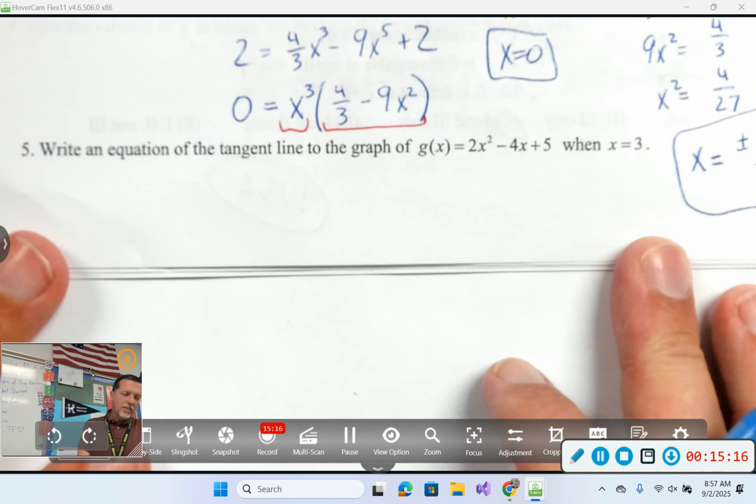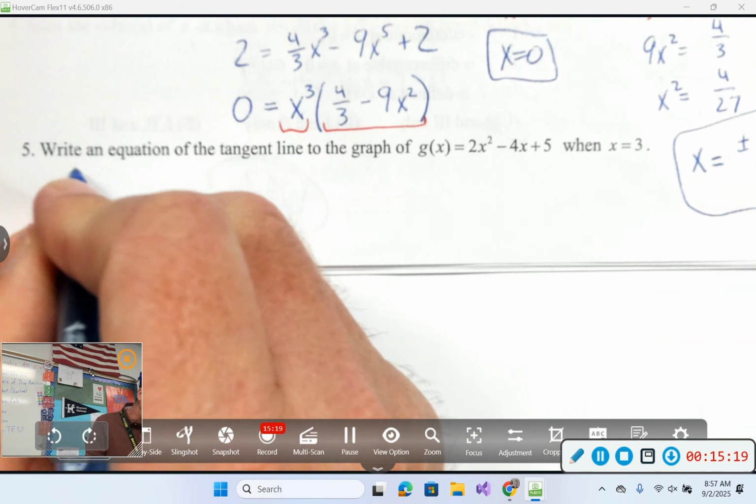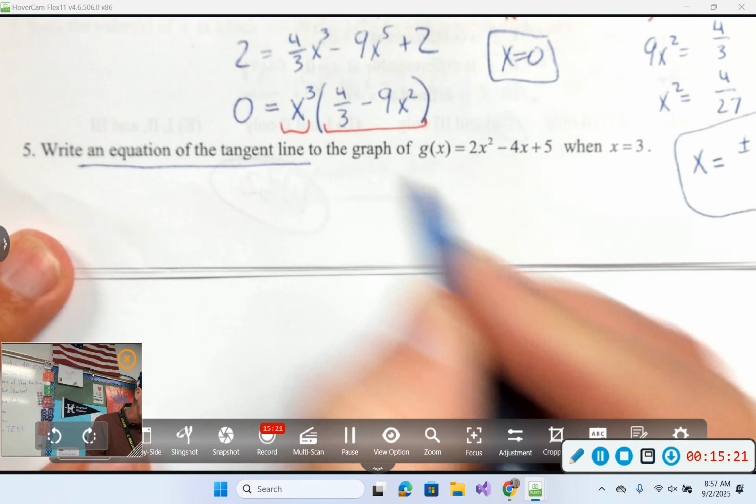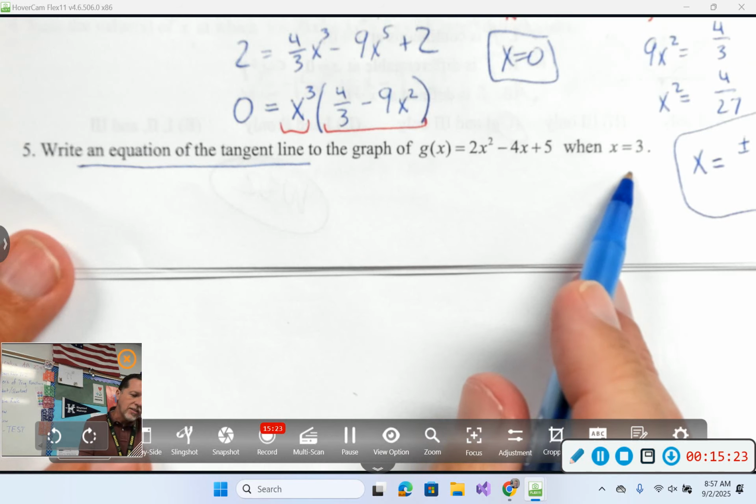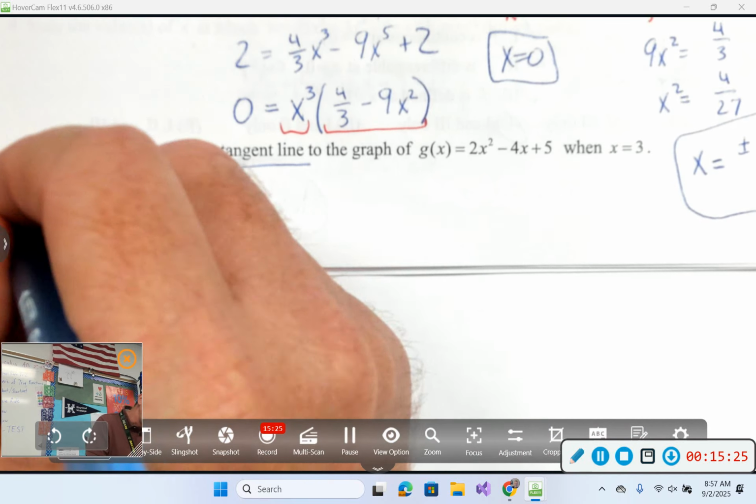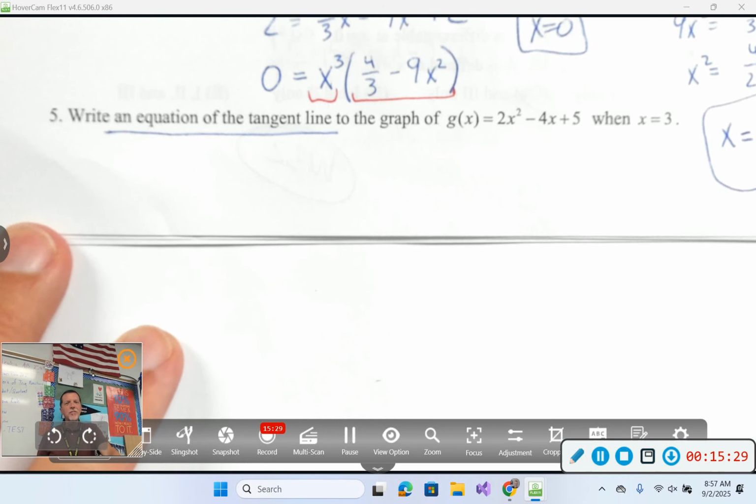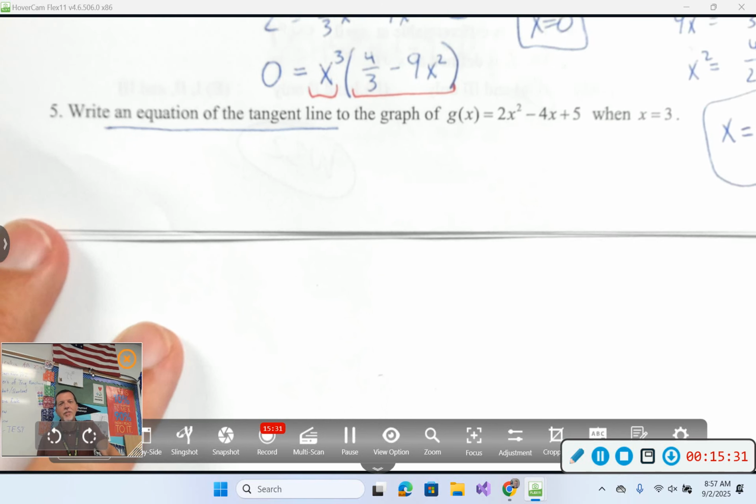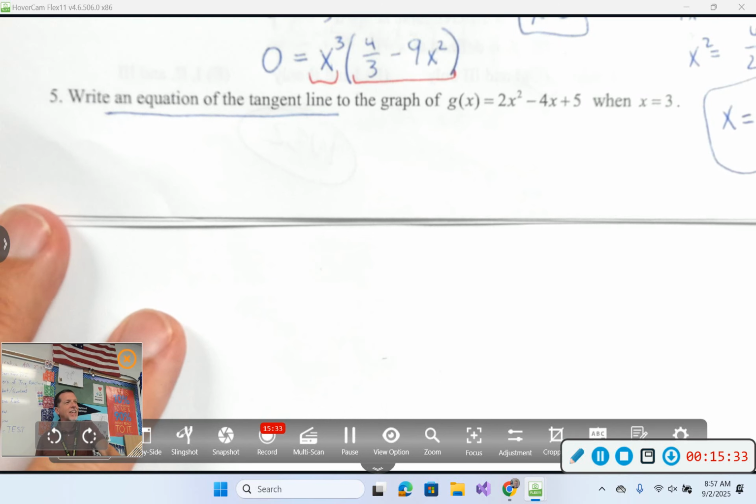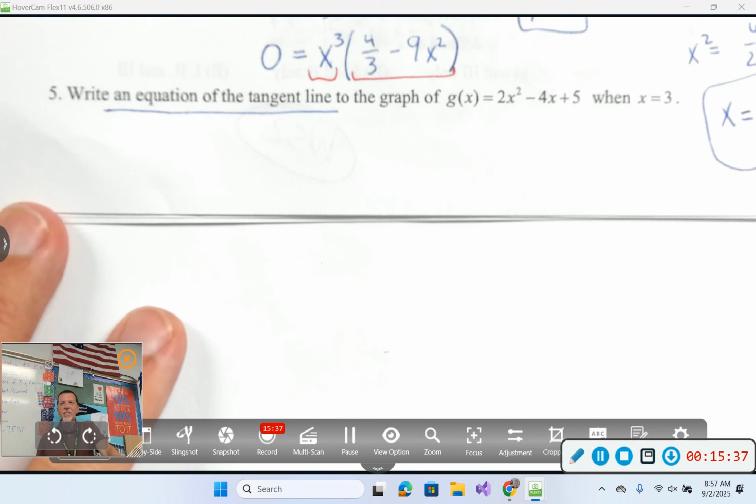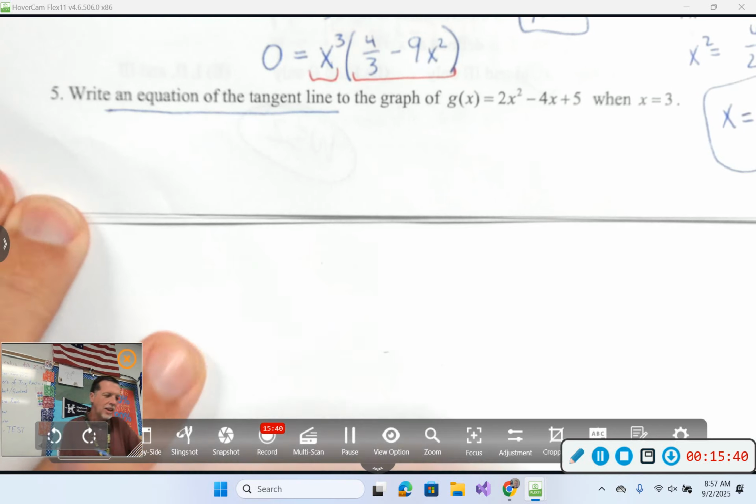Number 5. This is different. This is new. Write an equation of the tangent line to this graph when x is 3. Do you remember what types of formats lines look like? It's too vague of a question. Do you know what I'm asking?